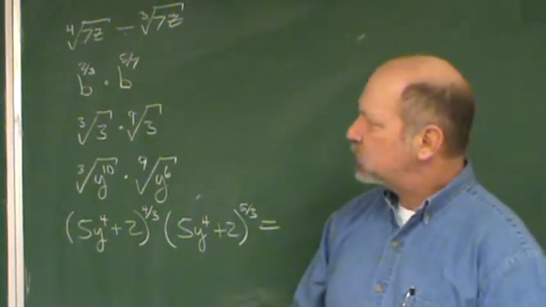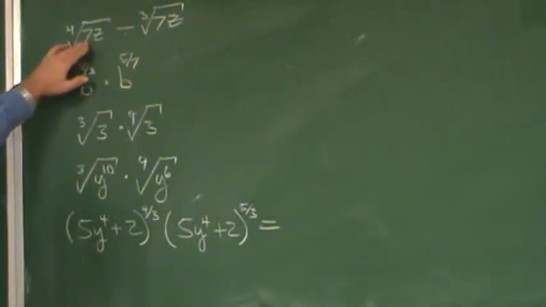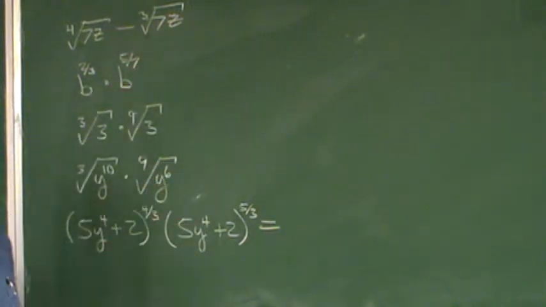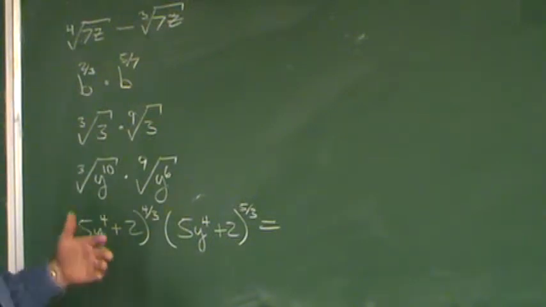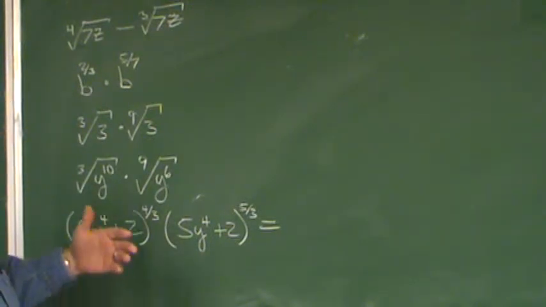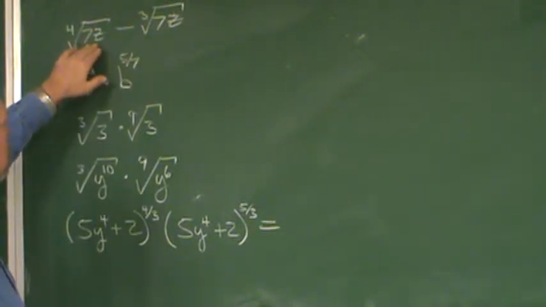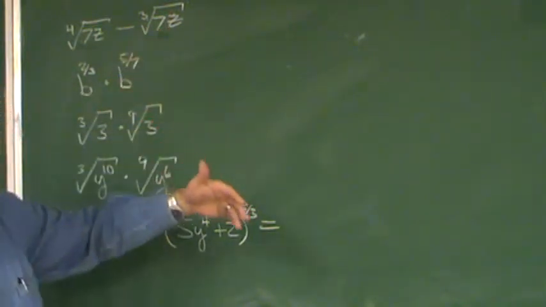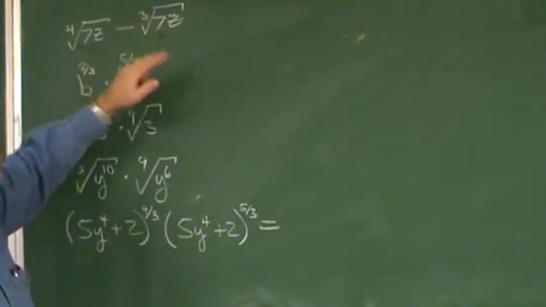Okay? First example I have for you, we have the fourth root of 7z minus the cube root of 7z. And you'll see a problem very similar to this in your homework, more than likely. And the key here is, yeah, you have the same base, you have different exponents. You could think of this as the quantity 7z to the 1/4 power. Think of this as 7z, that quantity, to the 1/3 power. But the thing that throws this off is there's a minus sign here.